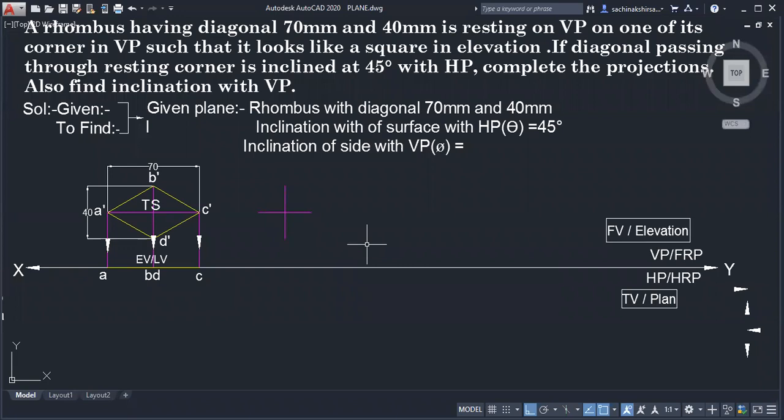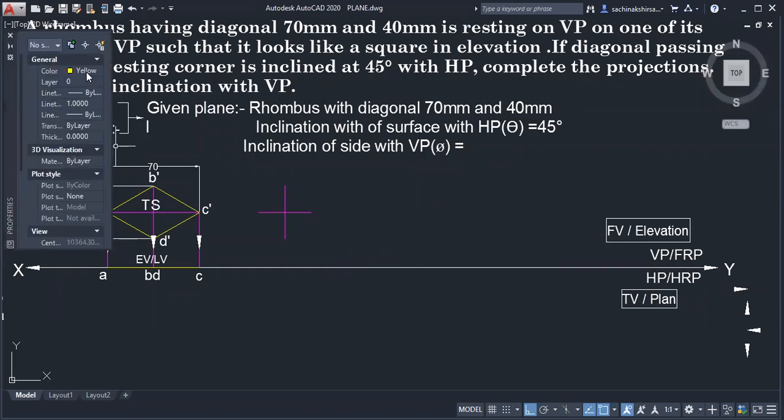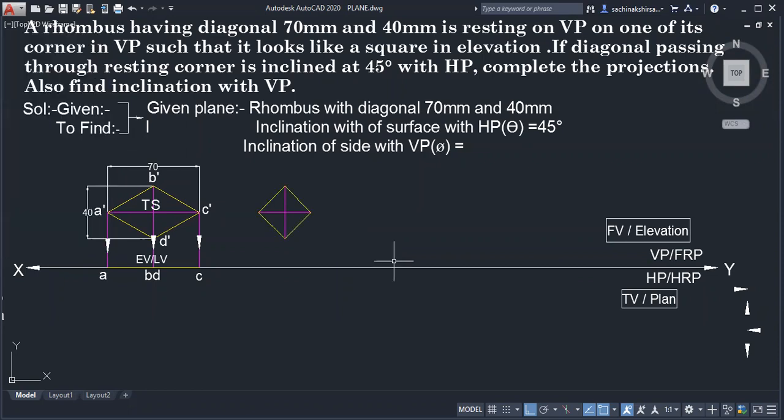Okay, and you can join its end points, so that here there will be a square. It will look like this. And for your information, you can mention here whatever length you have given of its diagonal.